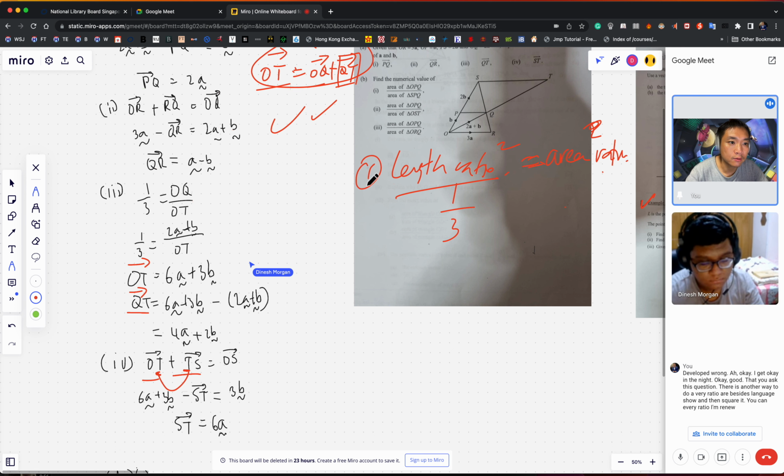So this is one technique to prove area ratio. I mean, to get area ratio. And another technique is this. Let me just crop this out first.